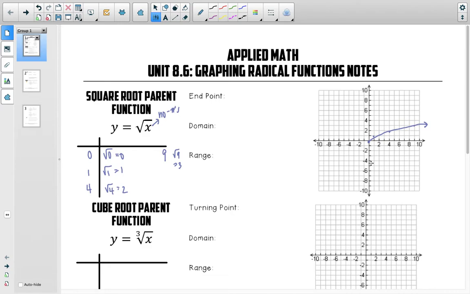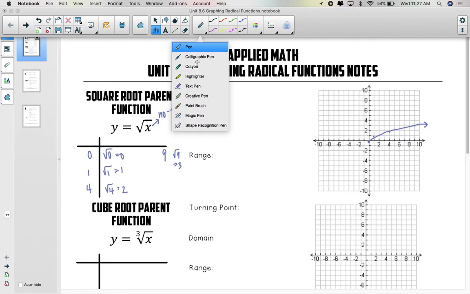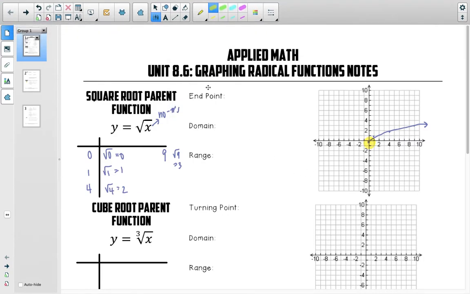Okay, so it could look better, but I'm not very good at graphing on this. The endpoint is right here. It says parent function, so it's the basic form. If it's a parent function, the endpoint will be (0, 0). The domain is all these values, from 0 and everything to the right of it. This graph will not go left.